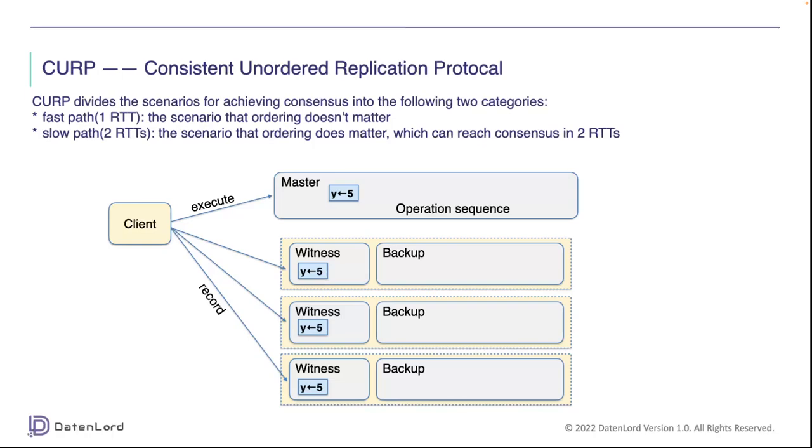The CURP protocol introduced the concept of witness. When a client initiates a proposal, it sends a request not only to the leader node, but also to all witness nodes. The records within a witness are unordered in the fast path. Upon receiving the request, the leader immediately writes the data to its local storage and responds with an OK without waiting for data synchronization to the backups. Once the client receives an OK response from the leader and over 3/4 of witnesses, it confirms that the operation is persistent. In the slow path, due to the witness rejection, the client needs to wait for the leader to synchronize the data to other follower backups before achieving consensus.